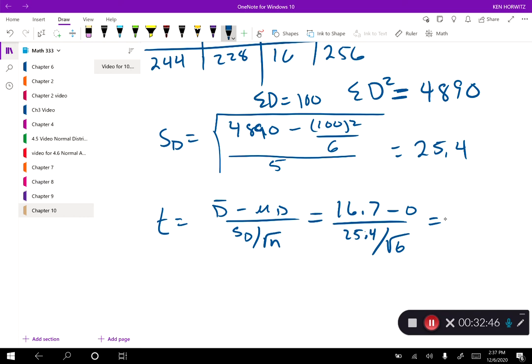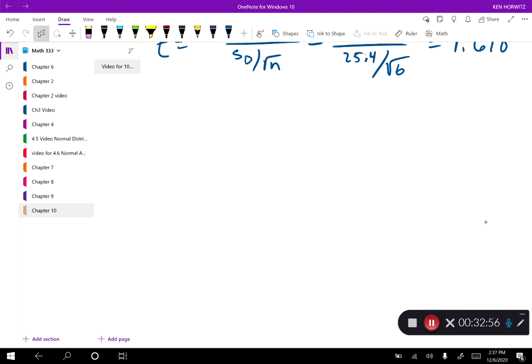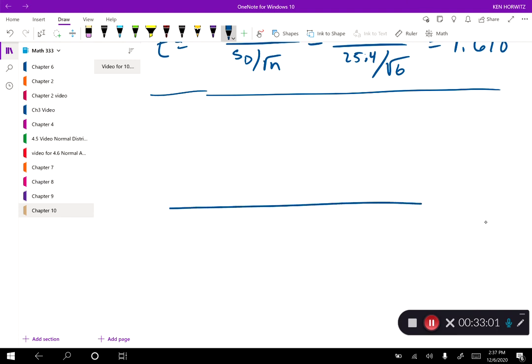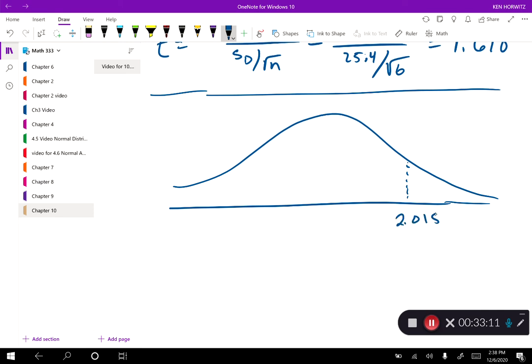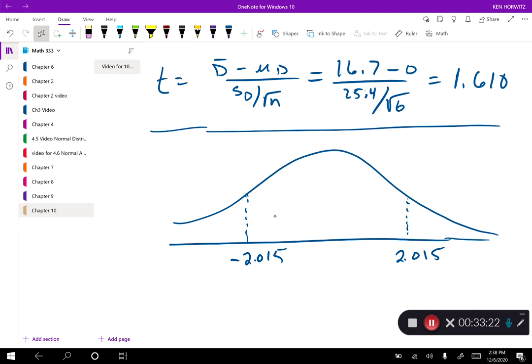All right, I got 1.610. All right, now we need to make a decision. So let's scroll up a little bit. And to make our decision, we've got to recall what our critical values were. So our critical values, 2.015 and negative 2.015. And our test value was 1.6.